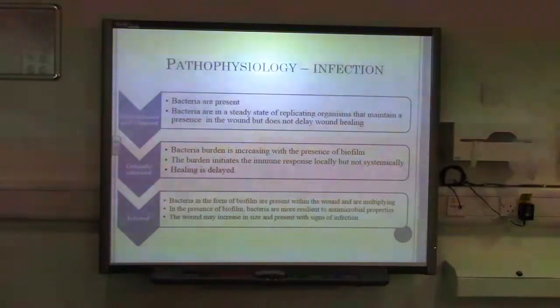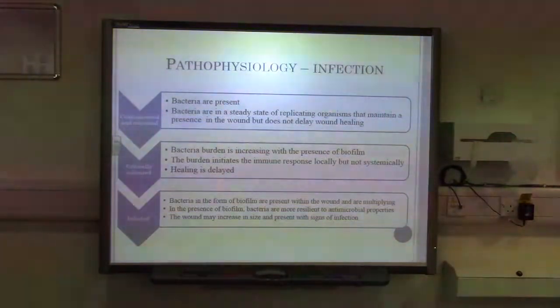So when a wound is colonised or contaminated, bacteria are present. However, bacteria are in a steady state of replicating, and they can maintain that in the presence of the wound, but this does not delay wound healing. So they're contaminated or colonising the wound, but at this point they may not be causing infection.